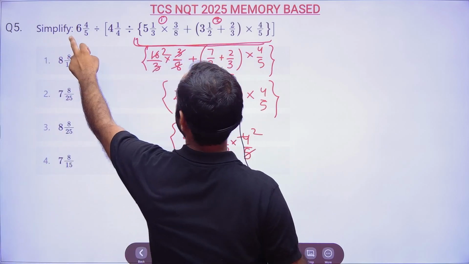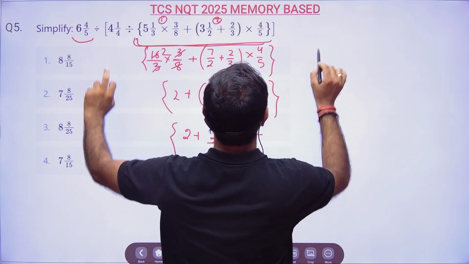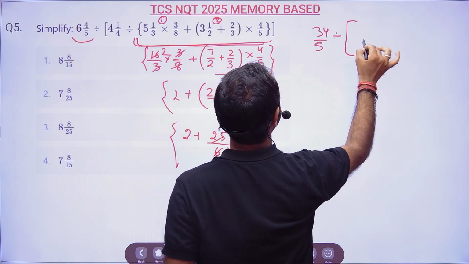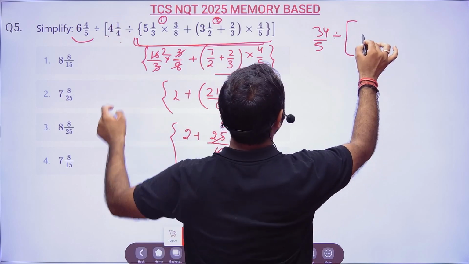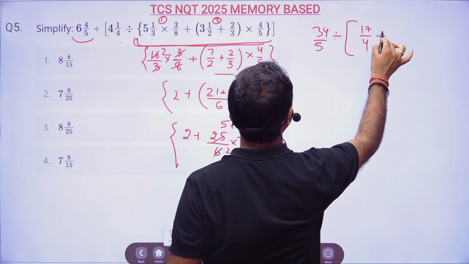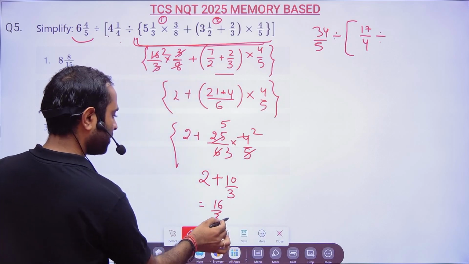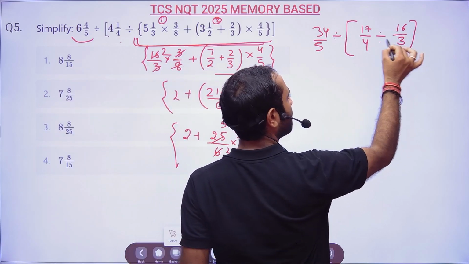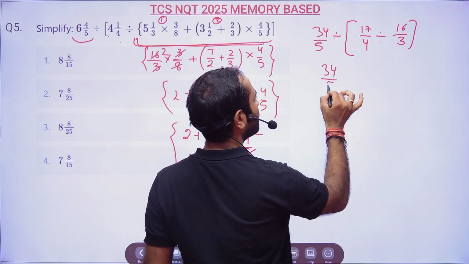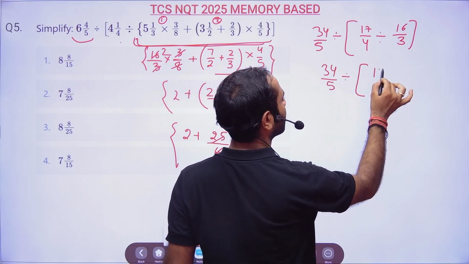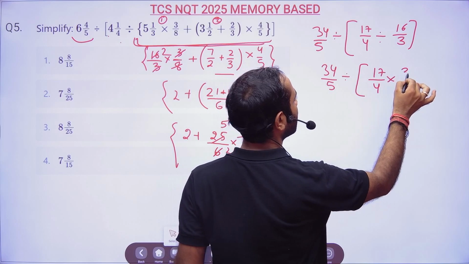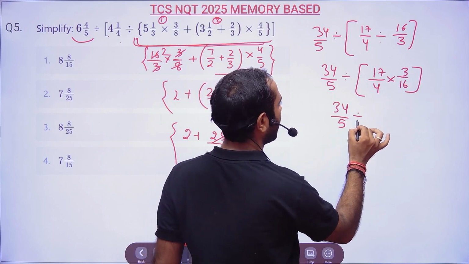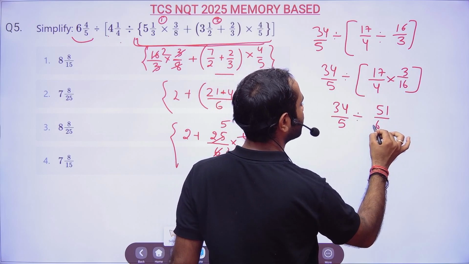Now, friends, this one you see, 30 plus 4, 34 by 5, divided by, here we have 4 4s are 16 plus 1, 17 by 4, and then divided by this complete value, which is nothing but 16 by 3. Now it is in division, so if you bring it in terms of multiplication, then 17 by 4 into 3 by 16, so this will be 51 by 64.